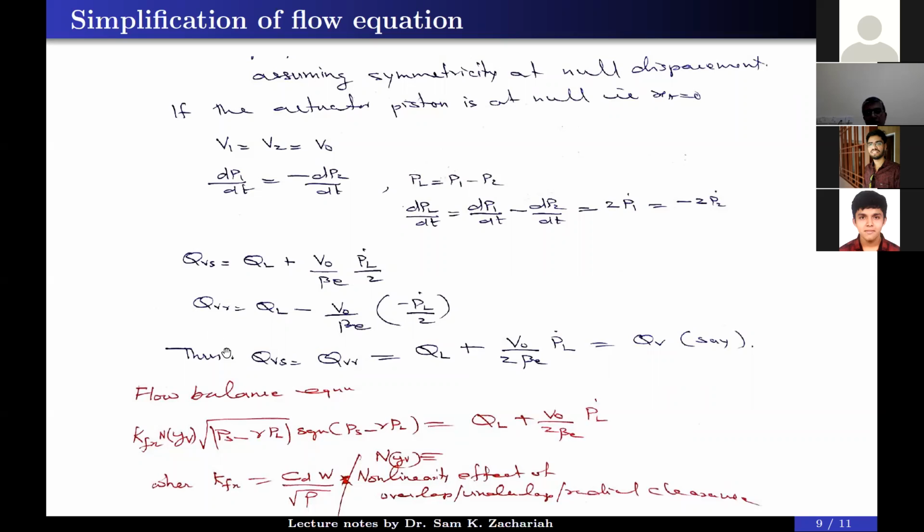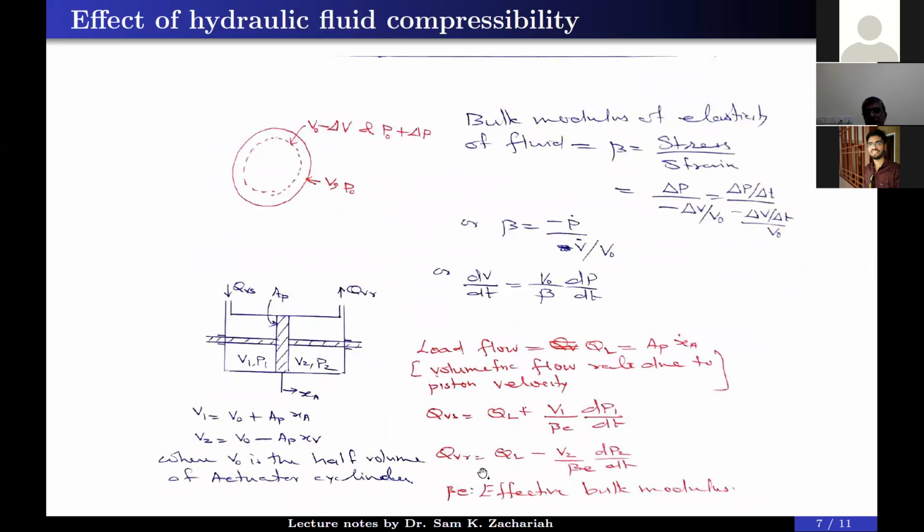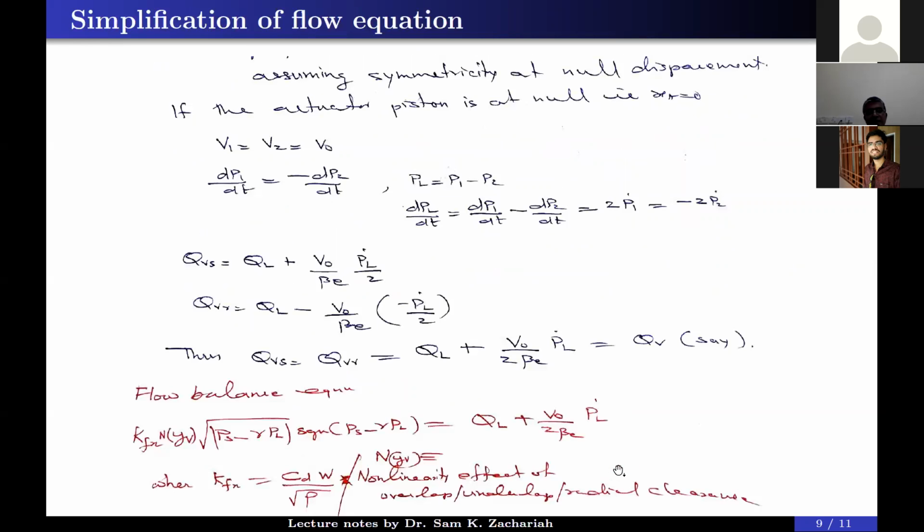Similarly, QVR is QL minus V naught by beta E into dP2 by dt. It is nothing but minus PL dot by 2. So these equations you will get like this. Now you can see that both are one and the same. Thus QVS is equal to QVR is equal to QL plus V naught by 2 beta E into PL dot. So let us say it is equal to QV, because for S and R, there is no point of doing that. This is the simplification we made.